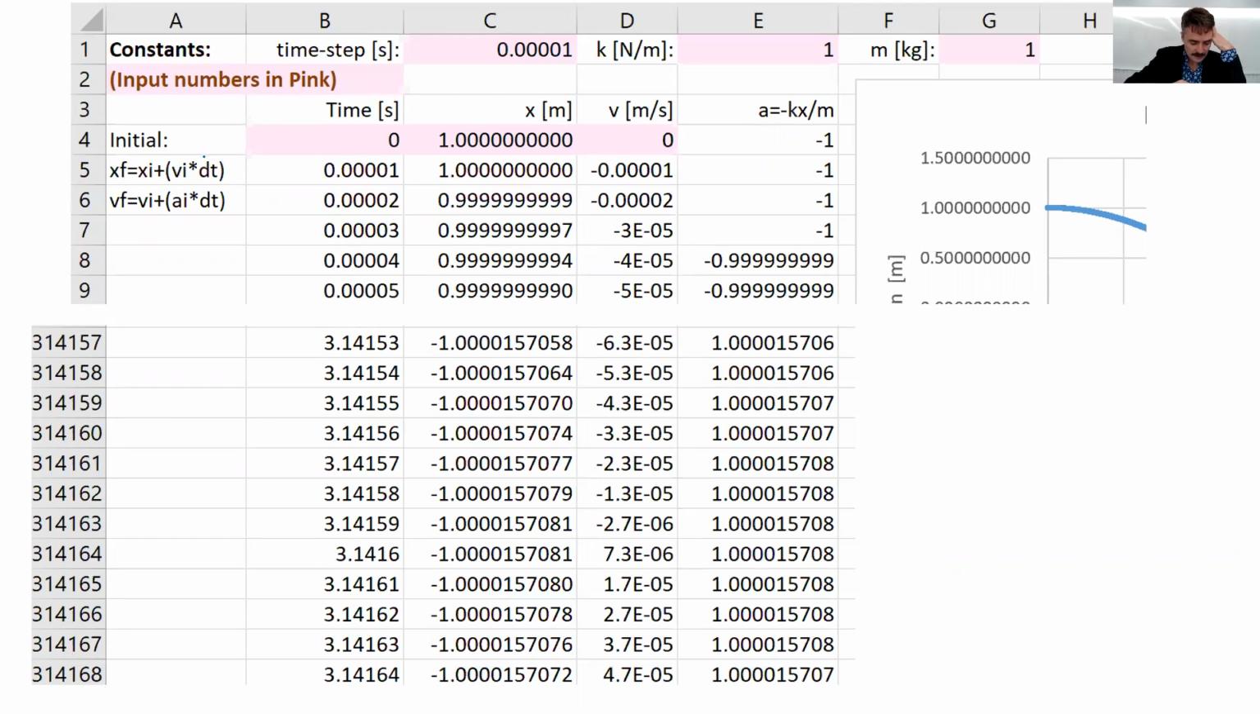I just took these equations, x final is x initial plus v times dt, but I made dt to be 0.00001 seconds. When I did that, if you look at this, the minimum, the most negative it gets, happens to be right at t equals 3.14159 seconds. So I just wanted to prove to you that with these very simple equations, a equals negative kx over m, and these equations, you really do get pi. It's this kind of beautiful, weird thing. It's a way of calculating pi.